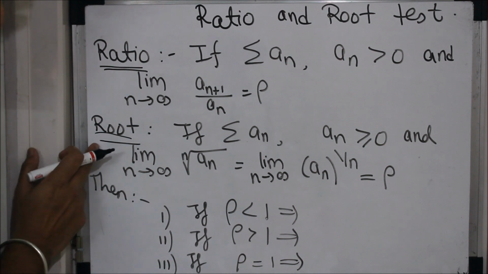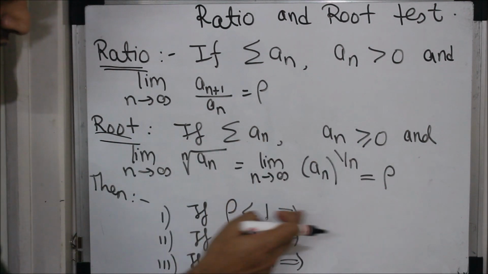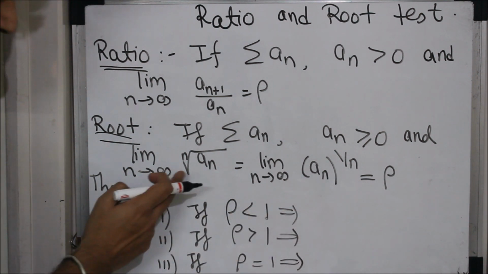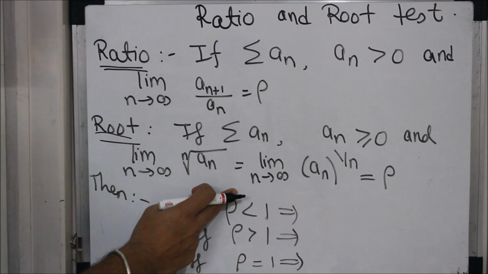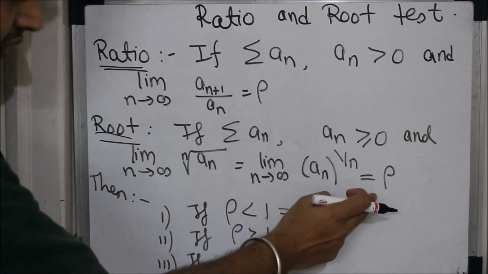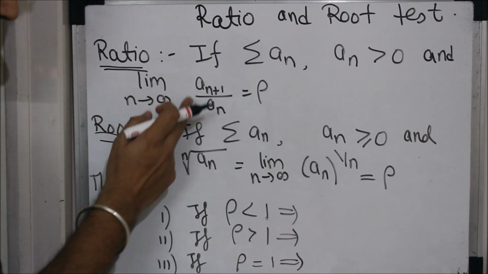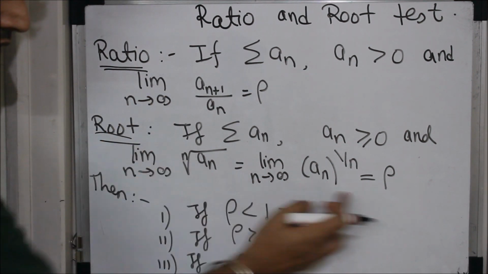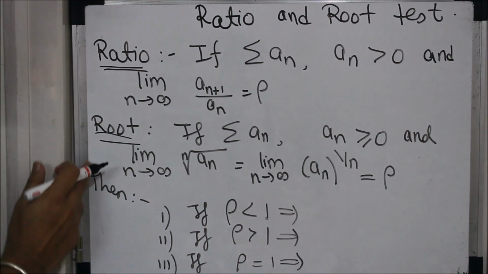So what does the root test say? If you have a series with a_n greater than or equal to 0, here you can have equal to, because what is my rho over here? It is the nth root of a_n. So you take the nth root of a_n and take the limit as n goes to infinity. You call that rho. In the ratio test, the rho is the limit of a_(n+1) upon a_n. In the root test, my rho is nothing but the nth root of a_n.